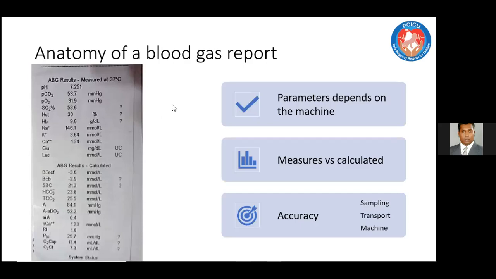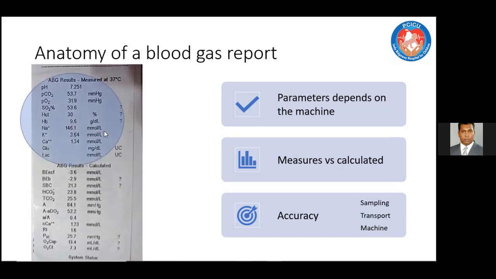Okay, so the anatomy of a blood gas report. I think almost all of you must have seen a blood gas report, and the report varies with the blood gas machine. This is the blood gas machine we have, and you can see there are many parameters available, and mind you, only some of these parameters are actually clinically useful. Again, this depends on the machine: some machines are very basic, so they will give you only a few of these parameters, but some machines are advanced, so they will give more parameters.